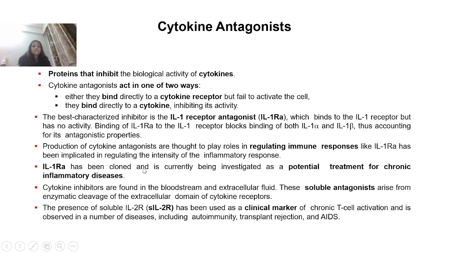IL-1 receptor antagonist has been cloned and is currently being investigated as a potential treatment for chronic inflammatory diseases. Whenever there are highly inflammatory diseases, like some autoimmune diseases, any kind of virus infection which is causing high inflammation, or arthritis, if you can give something which is controlling your inflammation, it will keep your inflammation in check. So the IL-1 receptor antagonist is one of the potential molecules currently being investigated for treatment.